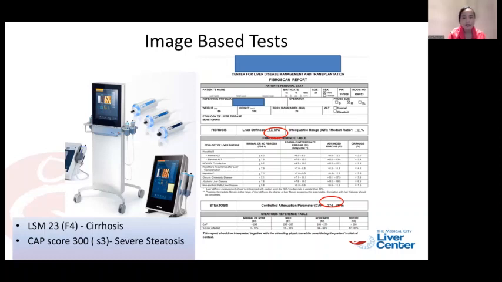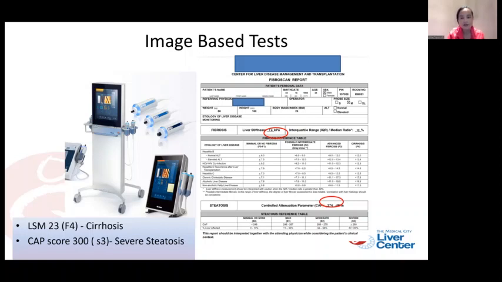This is another test that's available. This is a FibroScan. So it's an ultrasound-based technology that can be done to check for cirrhosis and also check for the CAP score, which measures the presence of fatty liver. So in our patient, the cutoff usually for cirrhosis in the liver stiffness measurement is more than 12, and our patient's score is 23. So that gives him a score of F4 fibrosis or liver cirrhosis.